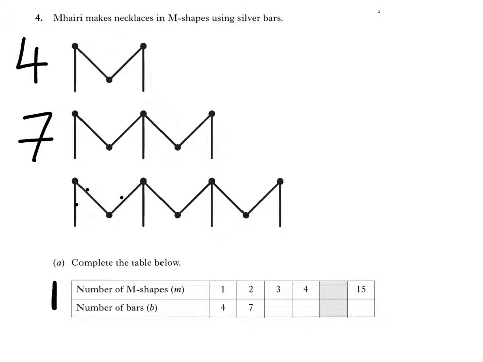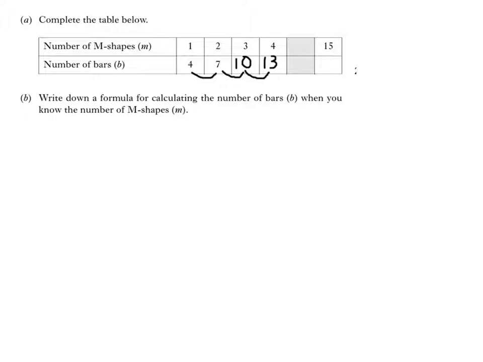1, 2, 3, 4, 5, 6, 7, 8, 9, 10. So there are 10 bars for the 3 M shapes, and then hopefully you're seeing that we're going up by 3s each time. So when there's 4 M shapes, there'll be 13 bars. And when there's 15 M shapes, we'll leave that until we've come up with a formula for this.